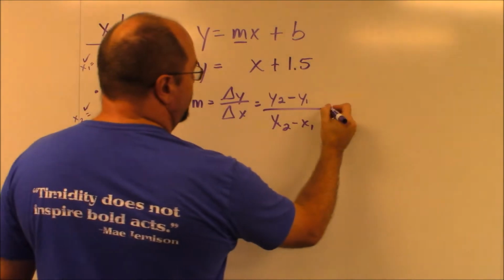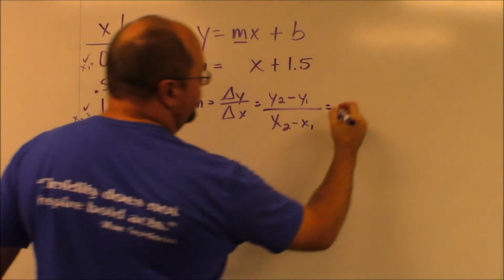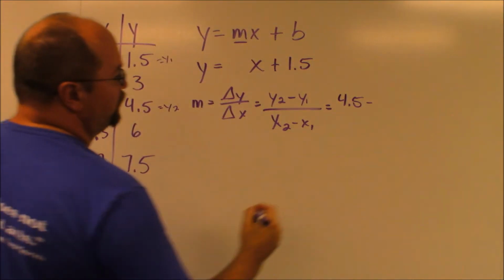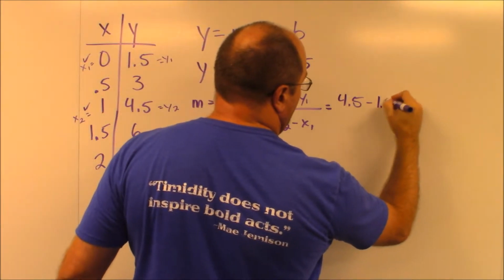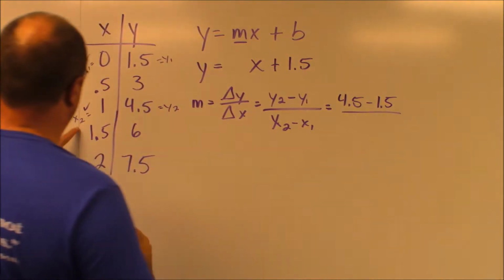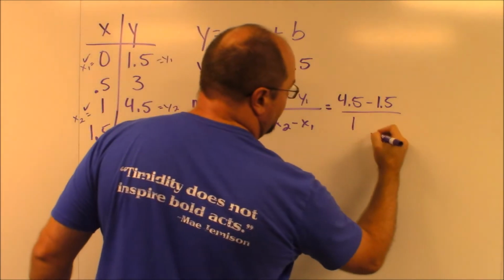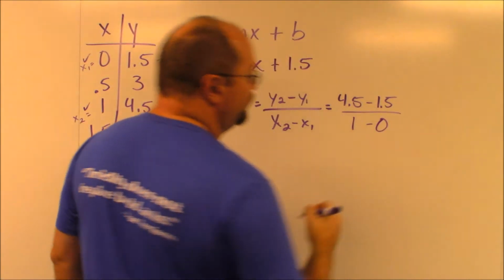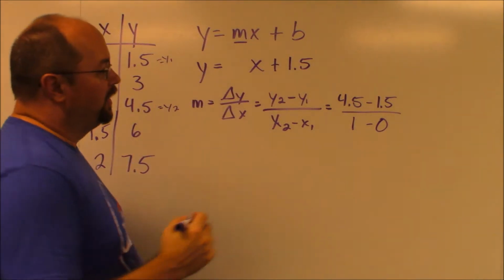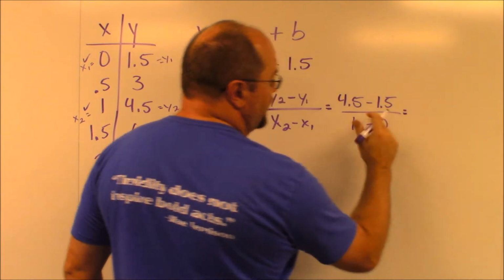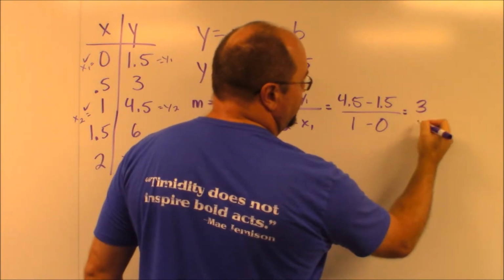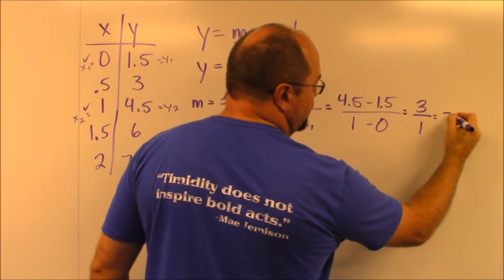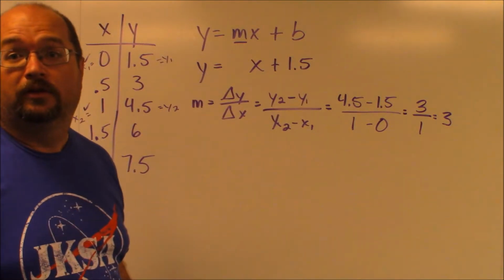All right, so my y2 is 4.5. My y1 is 1.5. My x2 is 1. And my x1 is 0. Hopefully you figured out why I chose these numbers. So 4.5 minus 1.5 gives me 3, and 1 minus 0 gives me 1. So my slope is 3.